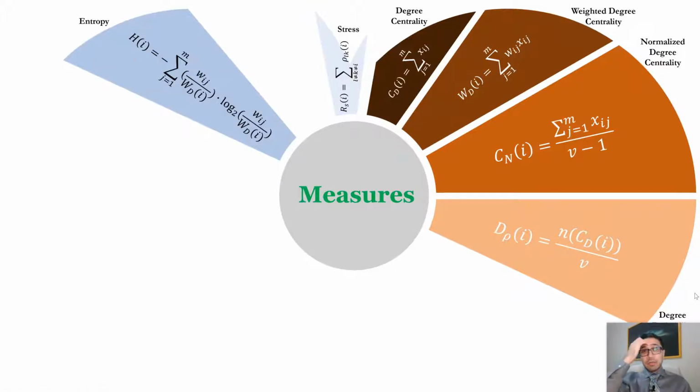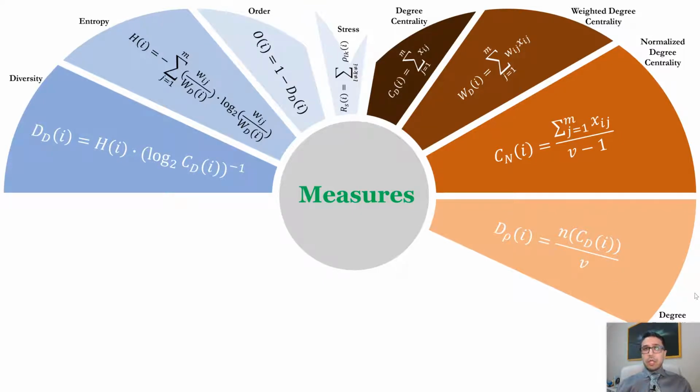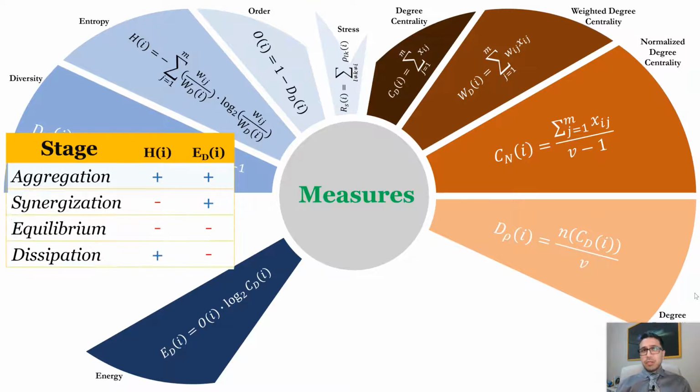Entropy is calculated with a weighted degree and its logarithm. Then entropy itself can be used to calculate diversity. Since diversity is a normalized value, we can calculate order by subtracting diversity from 1. Following the logic of the relationship between entropy and diversity, we can use the reverse approach to calculate energy from order. And using an entropy level and energy, we can define the stage of the node.